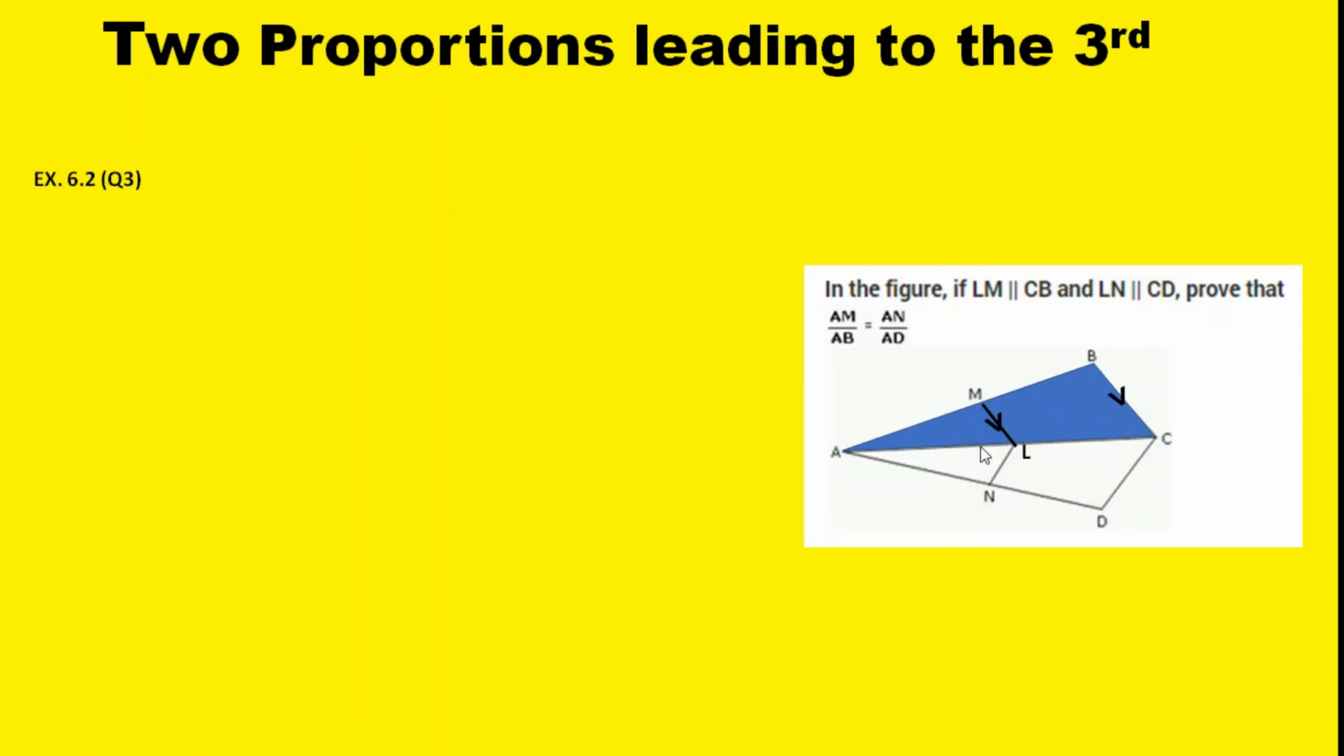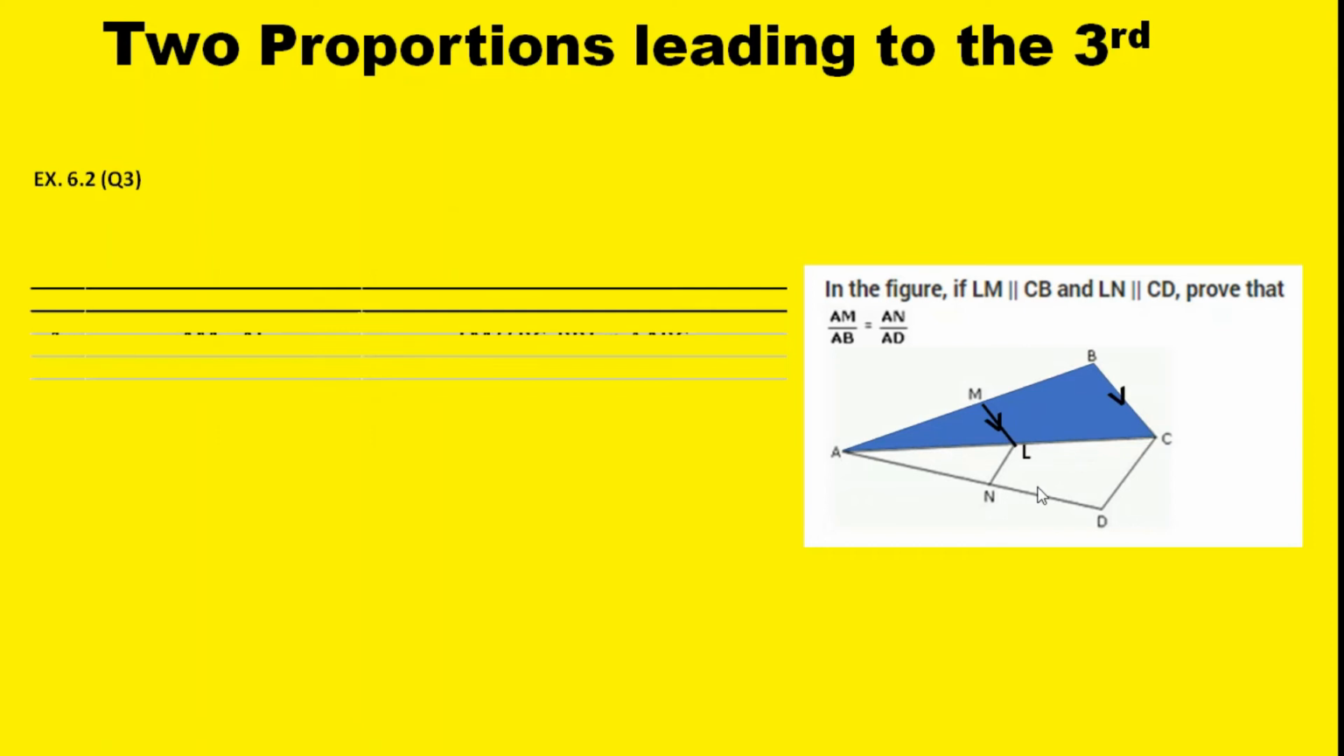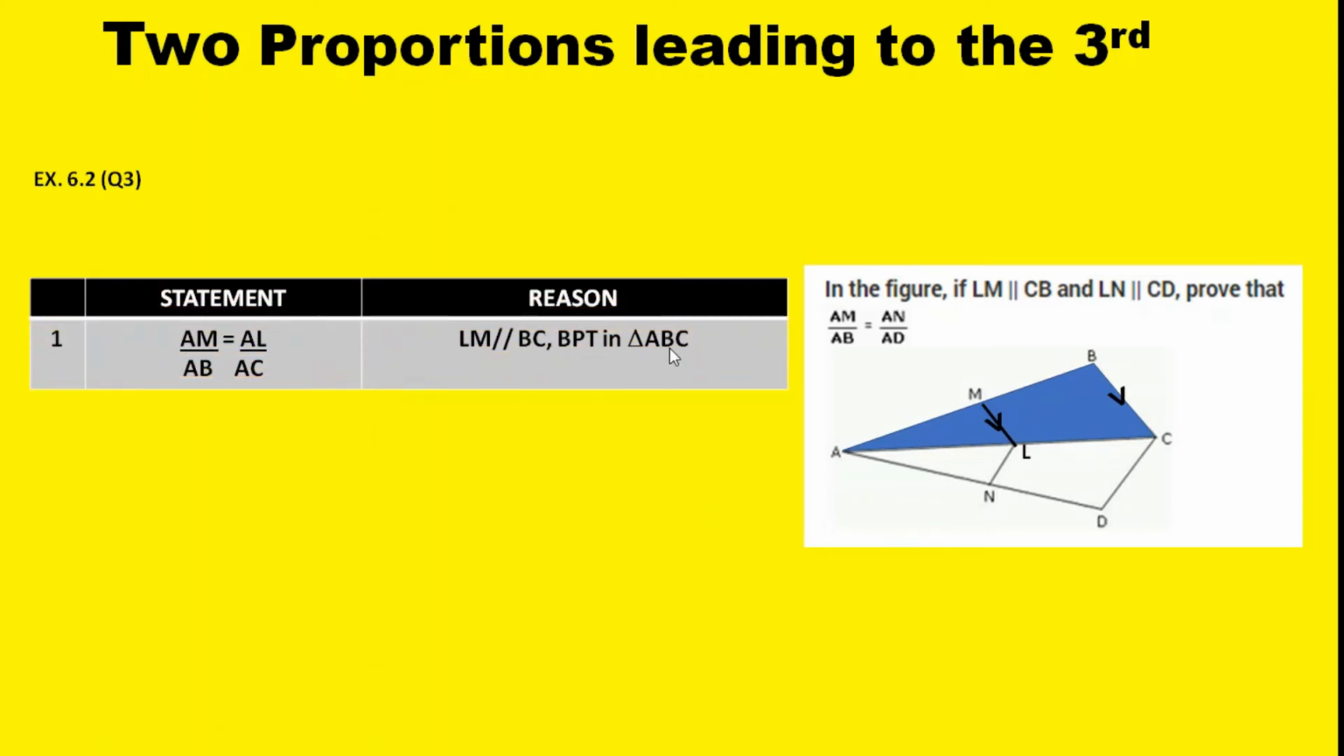Hence, we can say that AM upon BM is equal to AL upon CL, or we can also say AM upon AB, that means part upon whole, is equal to part upon whole. Hence this is BPT in triangle ABC.